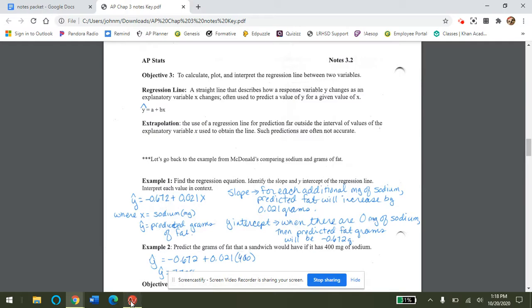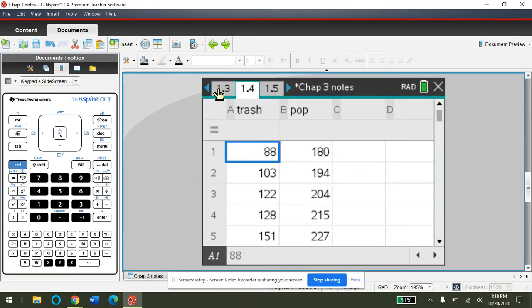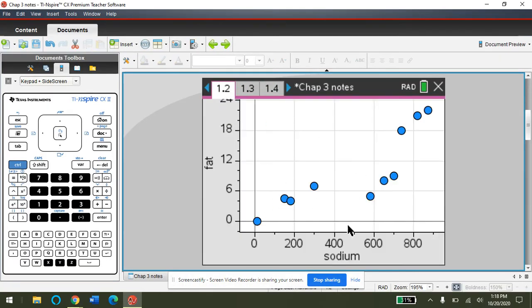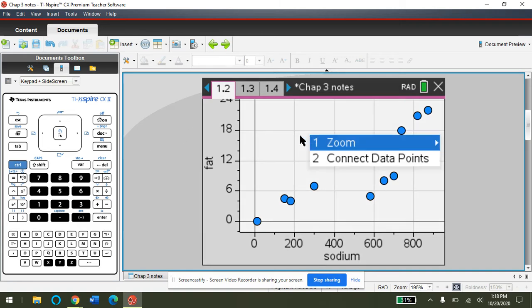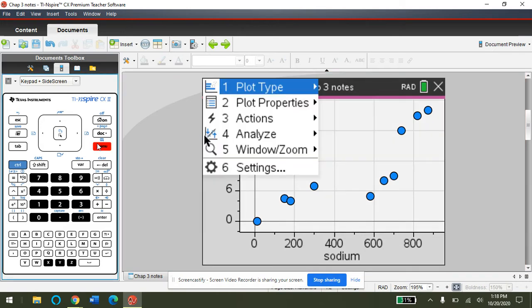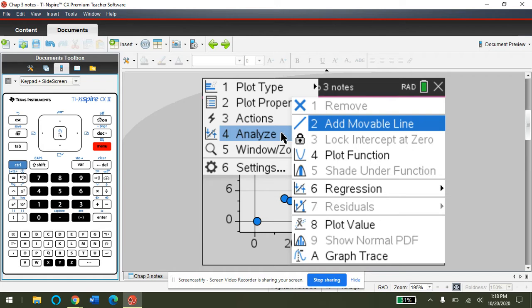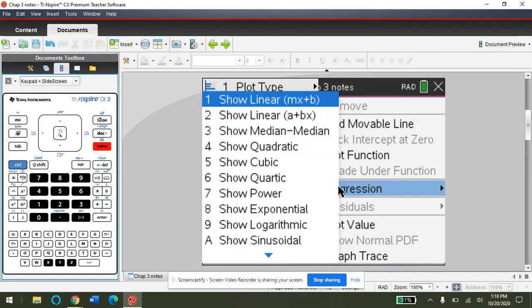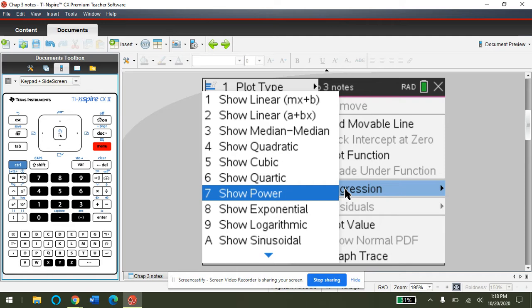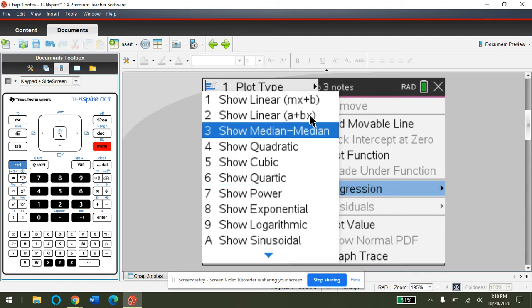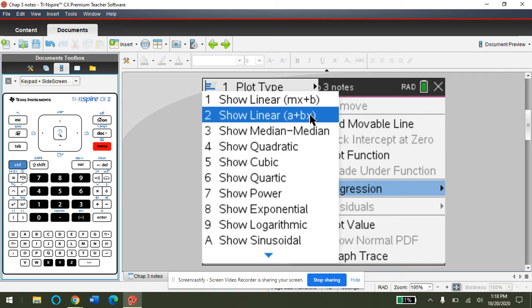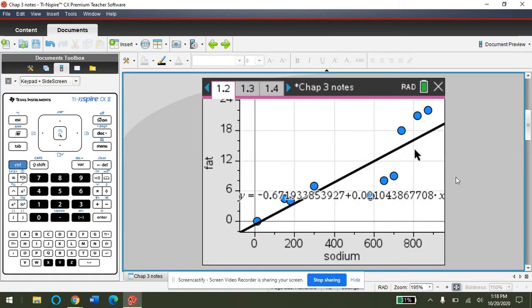Another cool thing about the calculator, if we go back to the picture of it, here, sodium and fat: you can also go under menu, and then you can come here to analyze, and you can come here to regression. You've got to be careful. In regression, we can pick this, show linear a plus bx. Oh, it's a beautiful graph. And you will notice that you have this line. It's obnoxious.